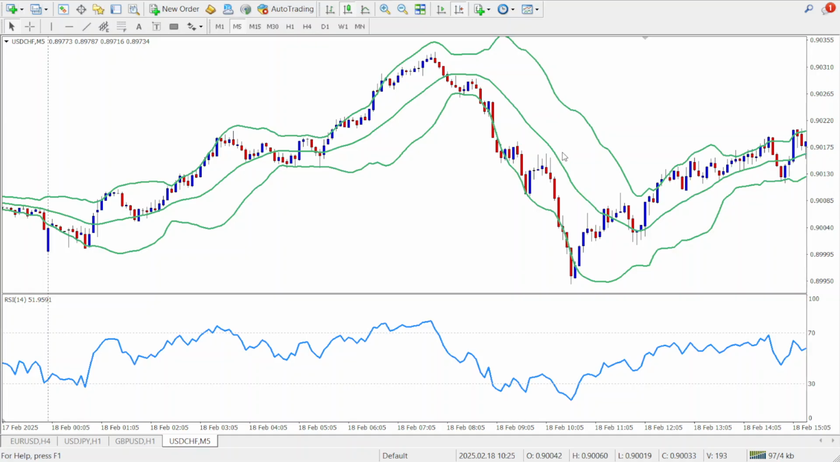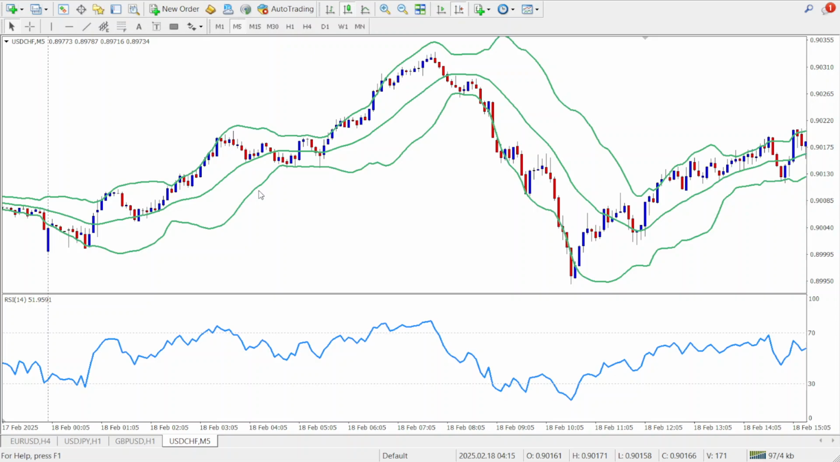When the price touches the middle band and starts moving back in the direction of the trend, it's a signal to enter. So for an uptrend, you can wait for the price to bounce off the middle band and continue upwards. For a downtrend, wait for the price to bounce off the middle band and continue downwards.